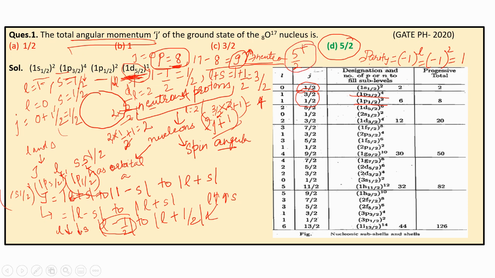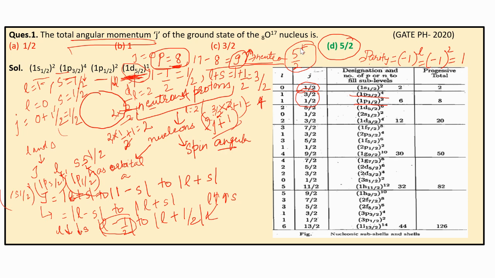So parity was not asked in the question, but I just told you, if angular momentum and parity both come in the examination, meaning you are asked to find the angular momentum and parity of any nucleus, this is the way you should do the question. I hope this is clear to everyone so that we can proceed to the next question.